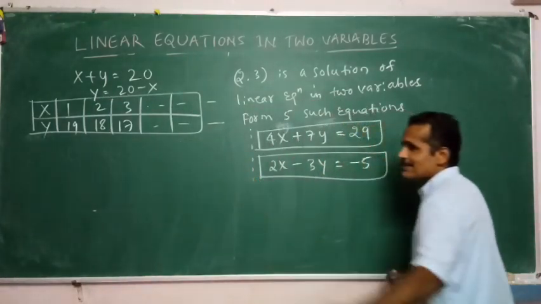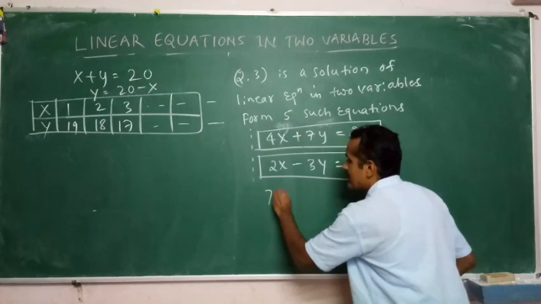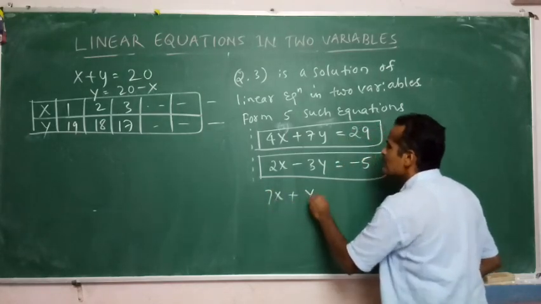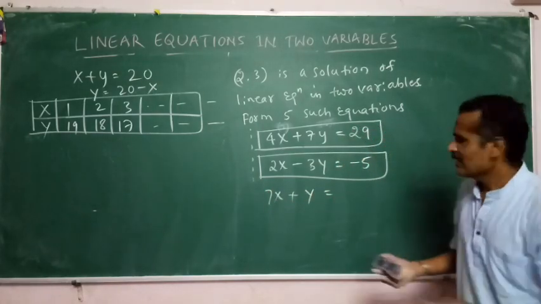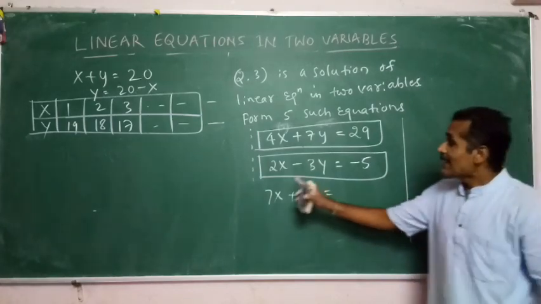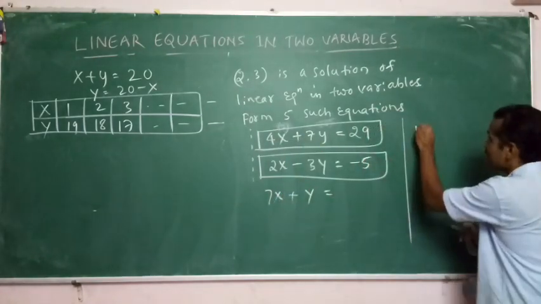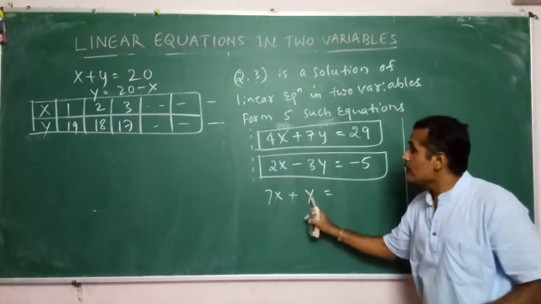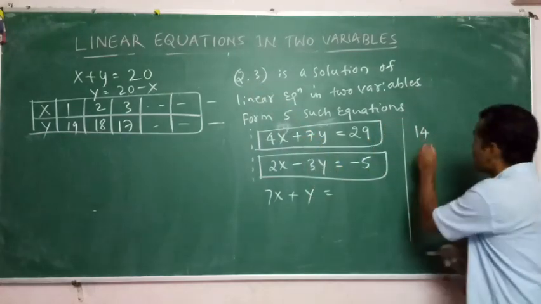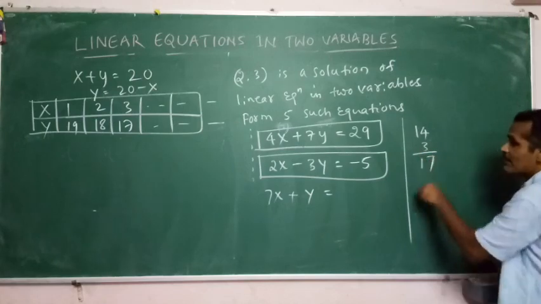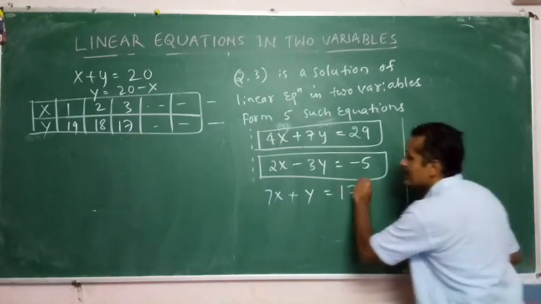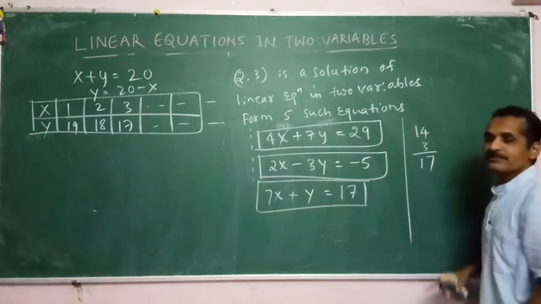Come on. LHS let us take 7x plus 1y. Substitute. X value is 2. 7 2s are 14. Plus 1y. Y value is 3. 14 plus 3, answer is 17. Right here, 17. This is my third equation.